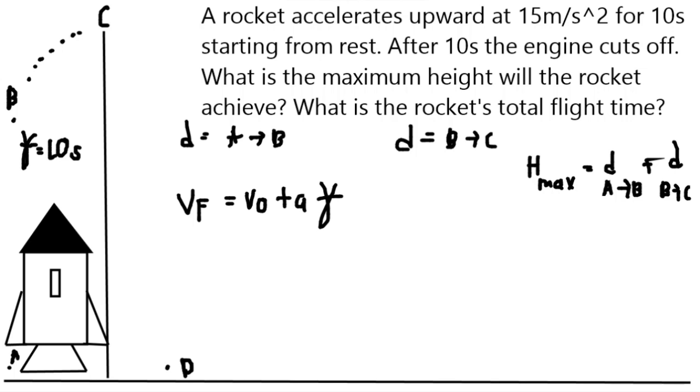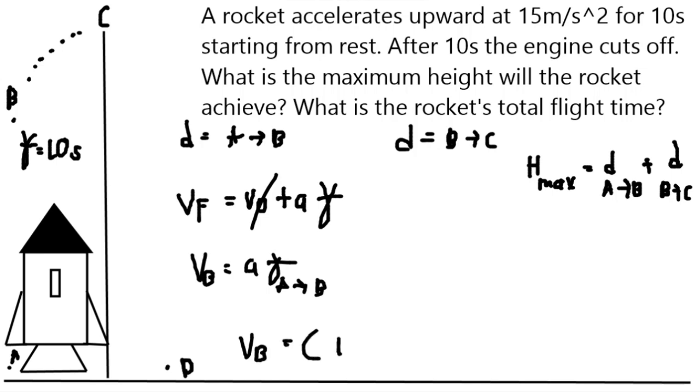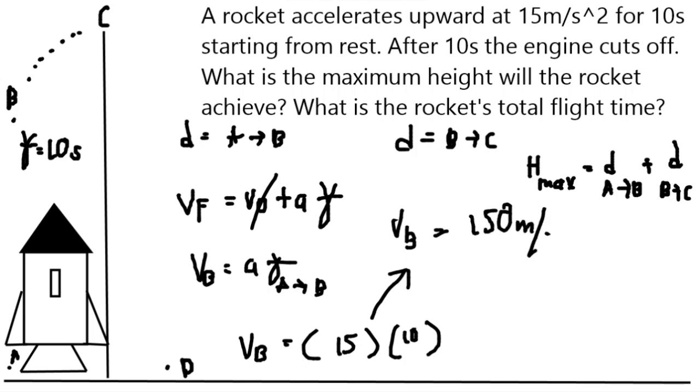So let's use this equation. We can cancel V initial because it started from rest, so let's just slash this out. The V final is what we're going to calculate, which is the final velocity after the engine cuts off. V is going to be 15 times 10.